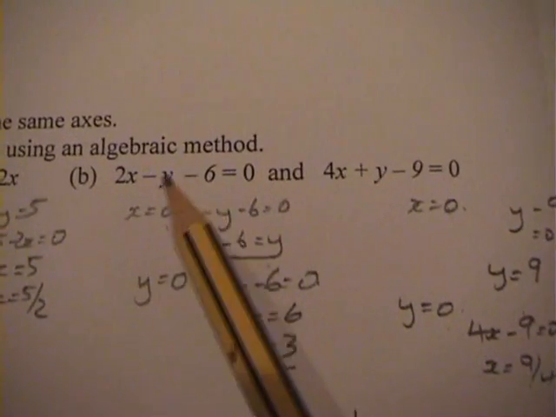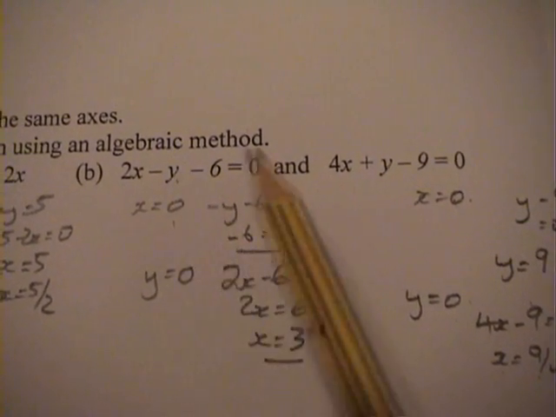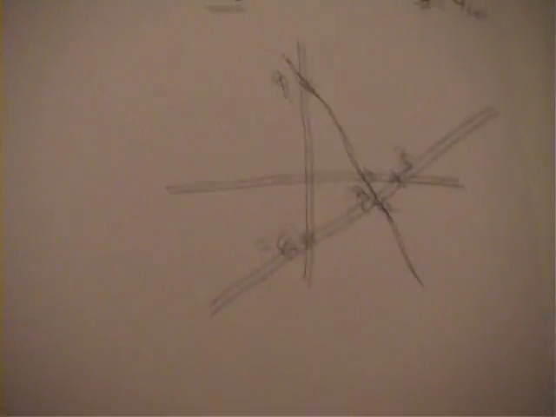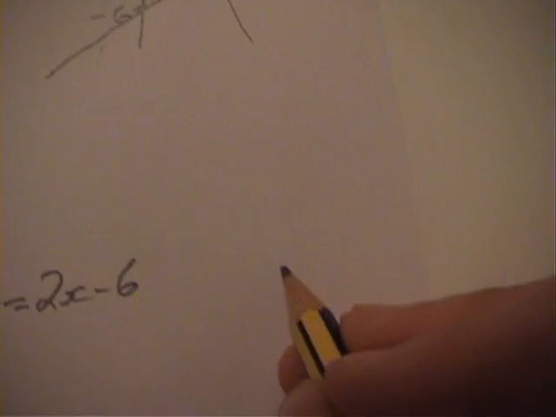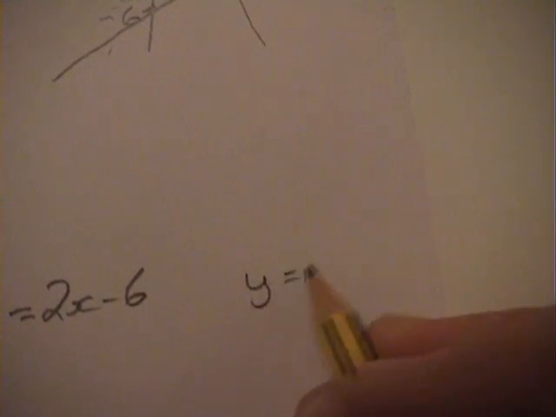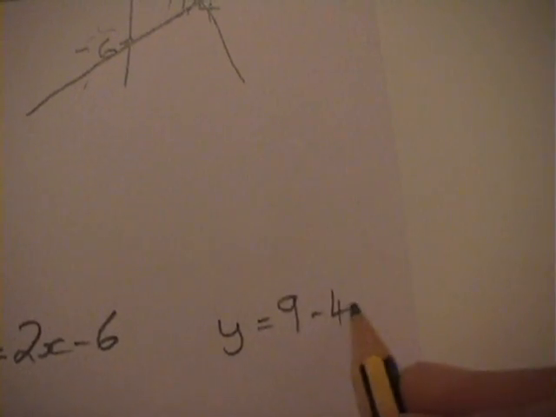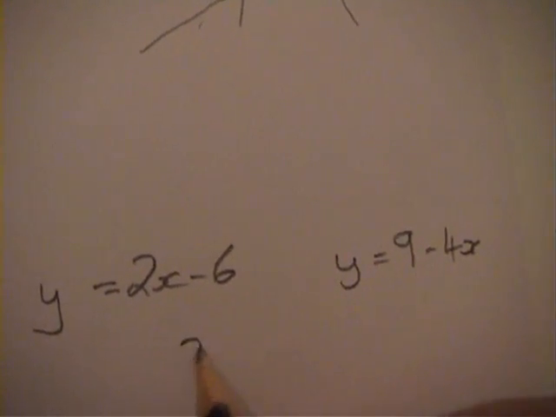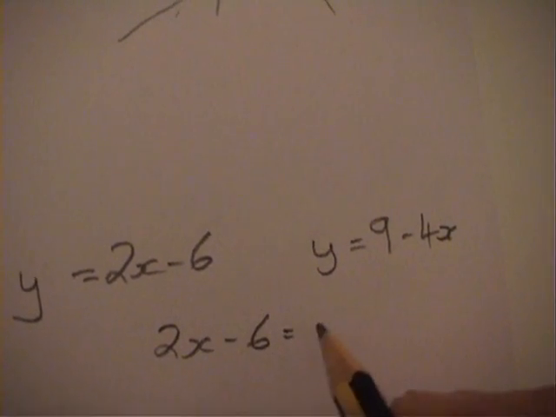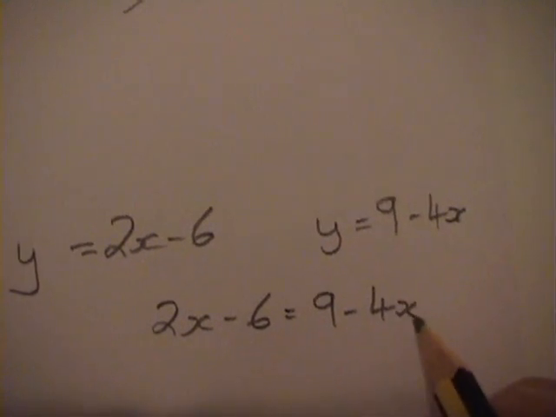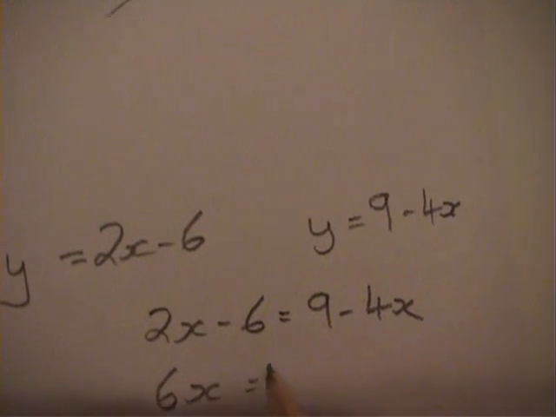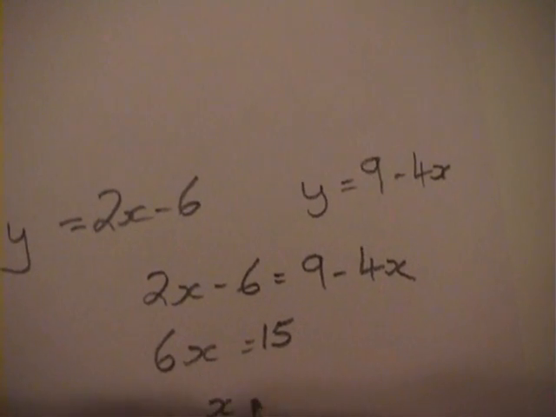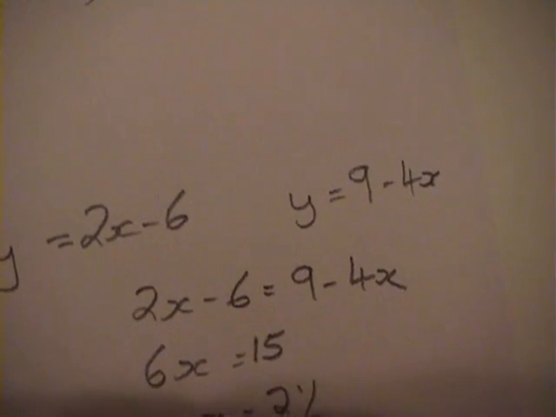Well, if we're going to find out where these meet, we're going to have to rearrange this. Get y all on its own by adding y on. So we're going to have y equals 2x minus 6. Rearranging the other one, y equals 9 minus 4x. Put these two things together, 2x minus 6 equals 9 minus 4x. Add the 4x's on, add on the 6. That's giving us x is 2.5.